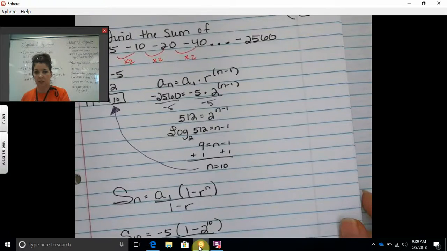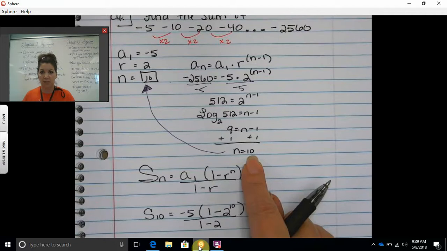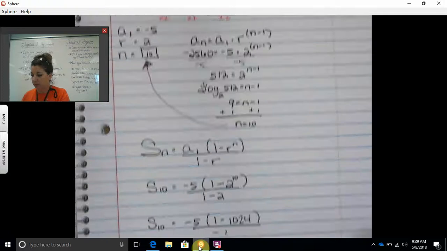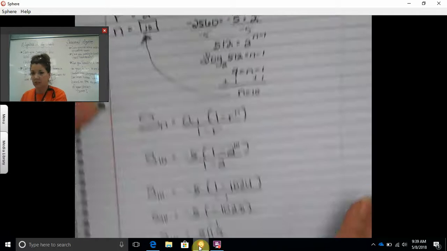Anybody get the answer? What'd you get? Negative 5,115. Did anybody else get that? That's what I got. Good job. So when you did the first part, the explicit formula, you found out there were 10 terms, right? So if that was incorrect, then obviously the rest of your answer was incorrect. So then you plug that into the sequence formula, and then you can see my math.